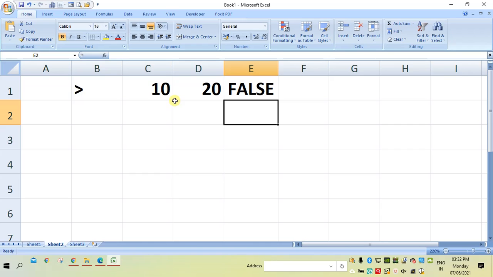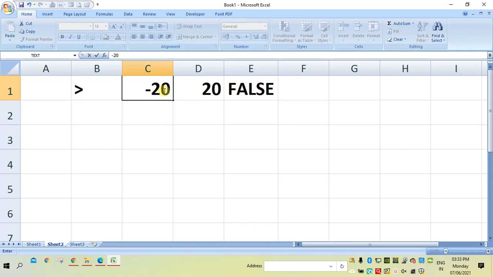So now I will make it negative 20. So what happened? Now also we will get false, because minus 20 is definitely smaller than 20. Even if I make it 30, minus 30 is definitely smaller than 20. Therefore that time also false. So this way we use this symbol.